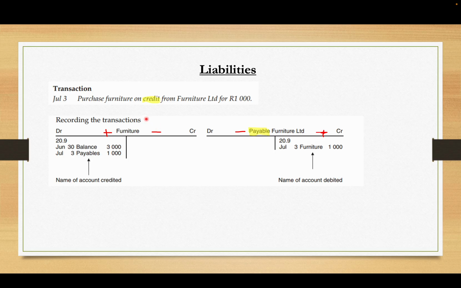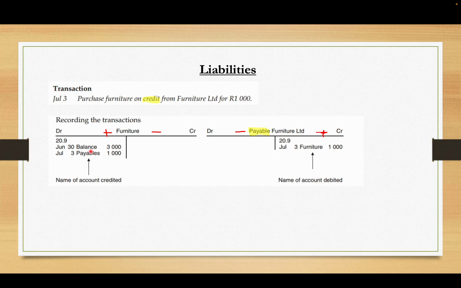So now, Tia Ltd is purchasing furniture. Within the business, I have more furniture. Me having more furniture is going to increase my furniture. That's why we put it on the left. It increases because plus and minus: increases on the debit side, right? And remember, your story must make sense.